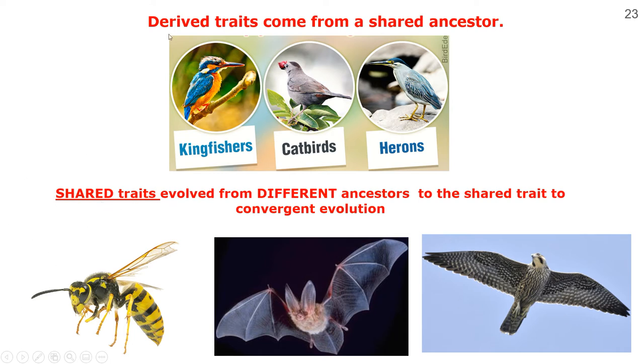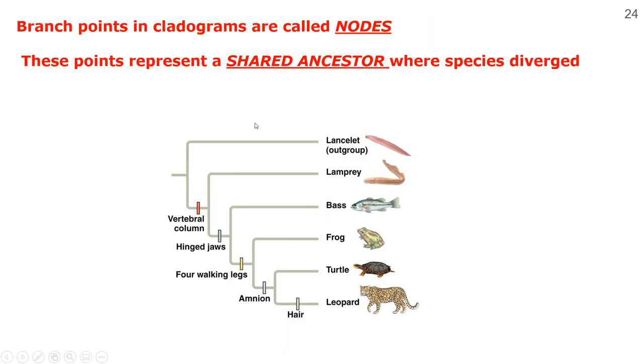So a shared trait is different than derived. Derived means from a shared ancestor. A shared trait means it evolved separately from different ancestors, okay? So a derived trait is what we're tracking on cladograms, not a shared trait that came from a different ancestor. So let's talk about some of the structures that you see on these diagrams. We have different organisms that are split up depending on whether or not they have a certain derived trait, and as you move on, the list gets smaller and smaller.